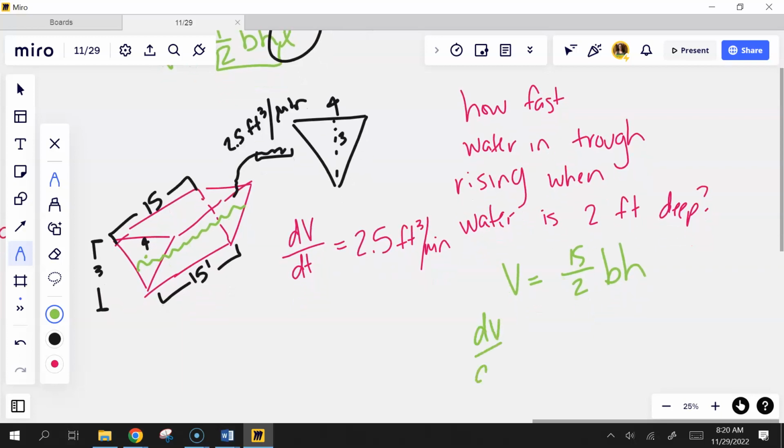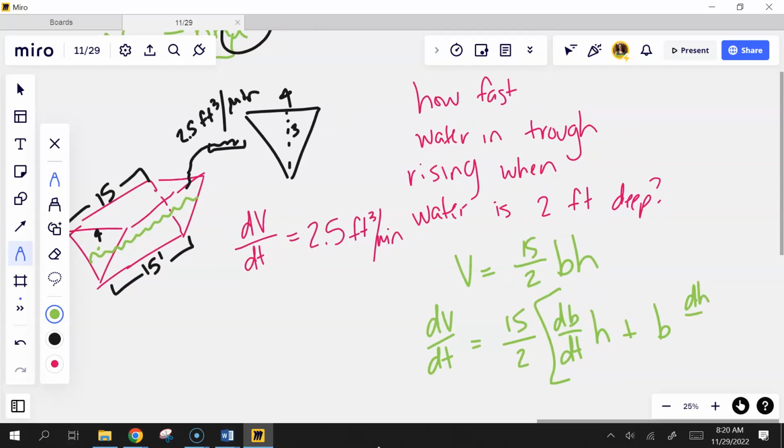So dV/dt, derivative of the first times the second plus the first times derivative of the second.